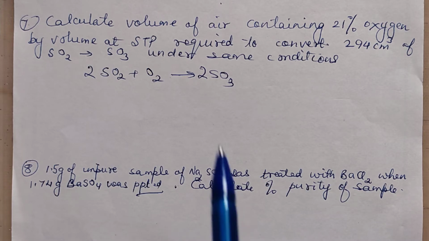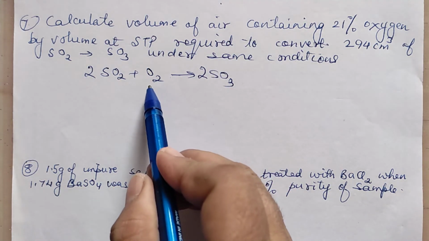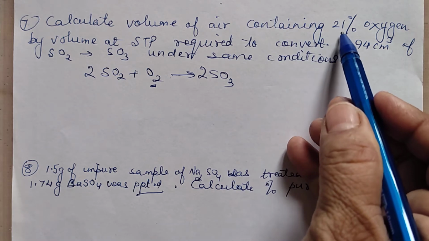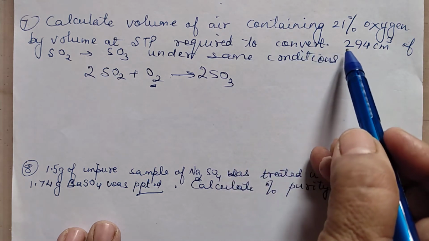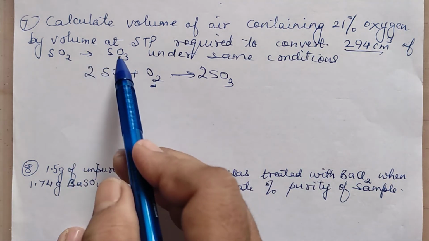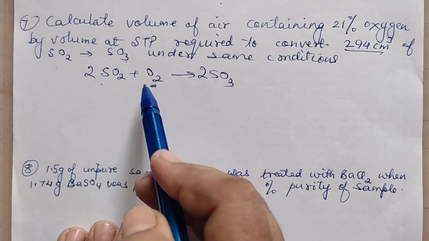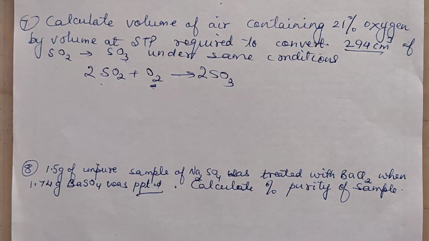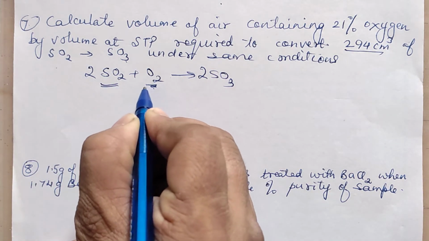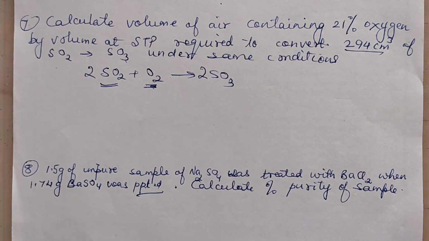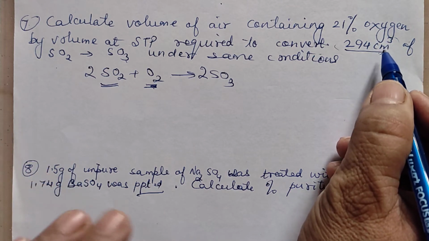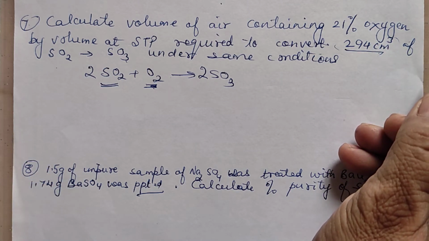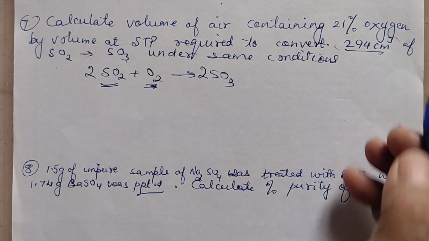It says calculate the volume of air. Volume of air means this oxygen containing 21% oxygen, means again it is not pure, by volume required to convert this much centimeter cube of SO2 to SO3. So SO2 plus oxygen forming SO3, that is our equation. You balance it, and they are talking about SO2 and O2. So SO3 we don't have to bother about. They are telling you this much volume of SO2 is to be converted to SO3. How much oxygen will be required?